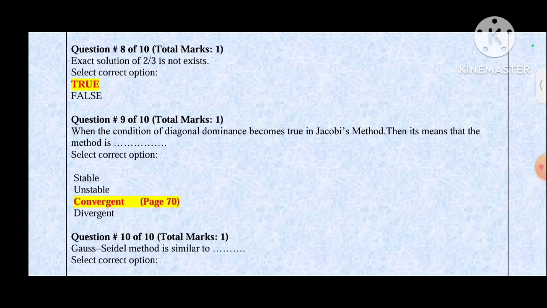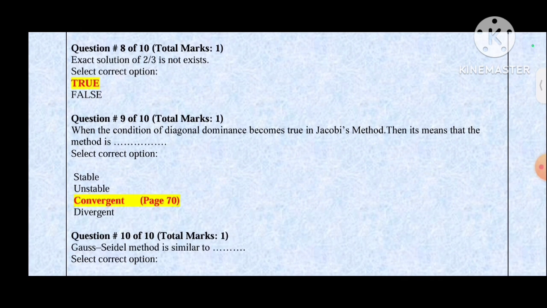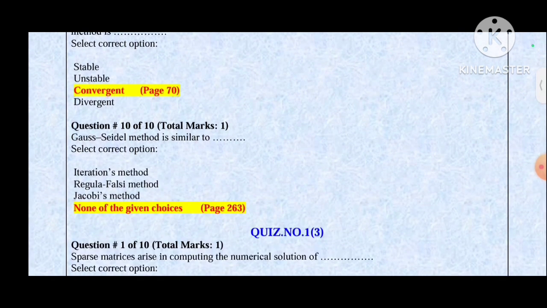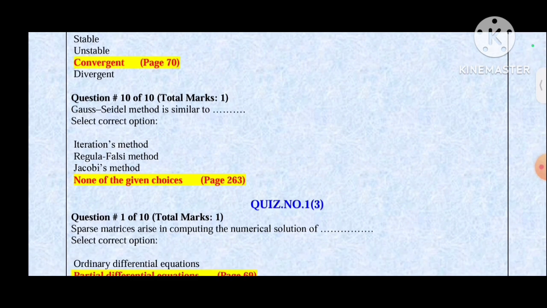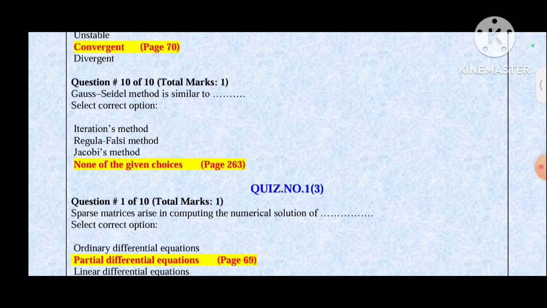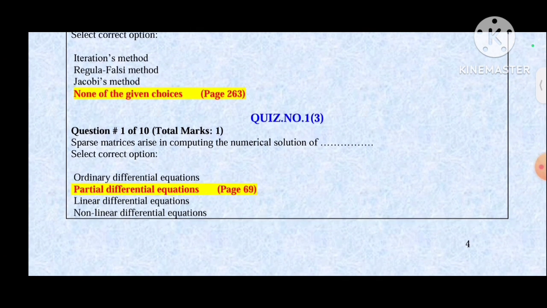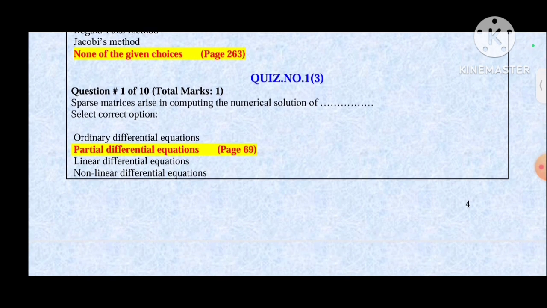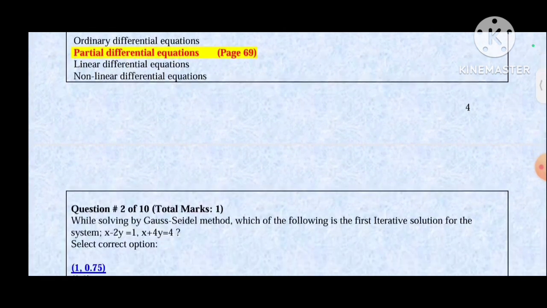True. When the condition of diagonal dominance becomes true in Jacobi's method, then it means that the method is convergent. The Gauss-Seidel method is similar to none of the given choices: not iteration method, not regula falsi method, not Jacobi's method. Sparse matrices arise in computing the numerical solution of partial differential equations.